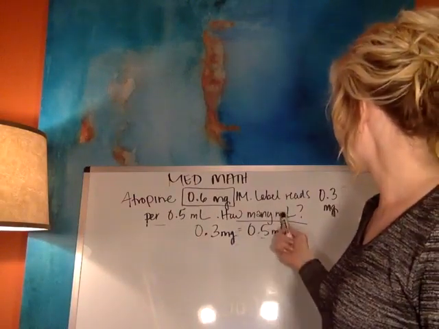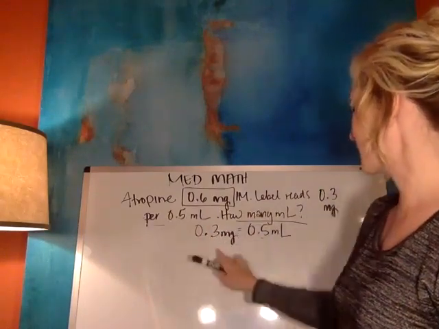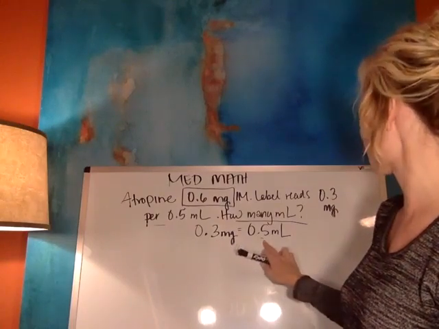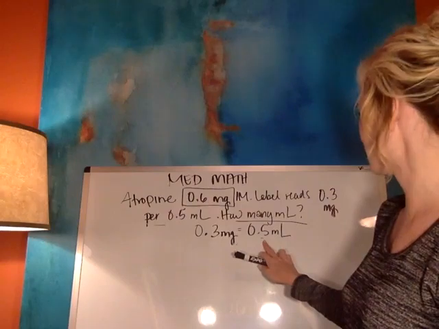So how many milliliters? Our equivalents, whenever they say per, that's the same thing as an equals. So I've written the equivalents right here. 0.3 milligrams equals 0.5 milliliters. And again, it will be on the label of the medication.